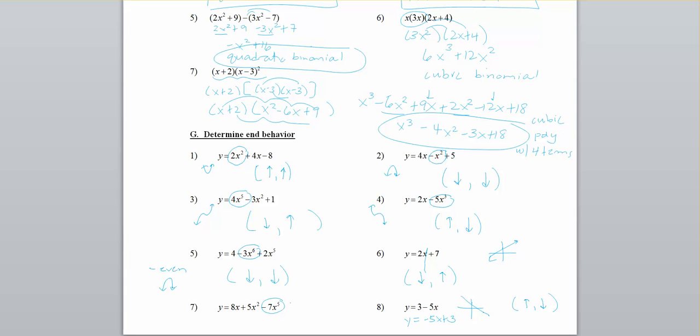And lastly, let's look at number 7. The highest degree term is negative 7x to the 5th. So it's a negative odd power. A negative odd power is going to look like this. So it's going to be up, down.